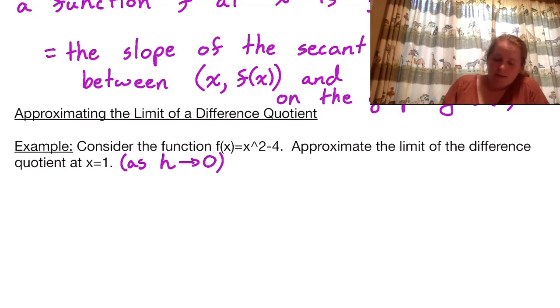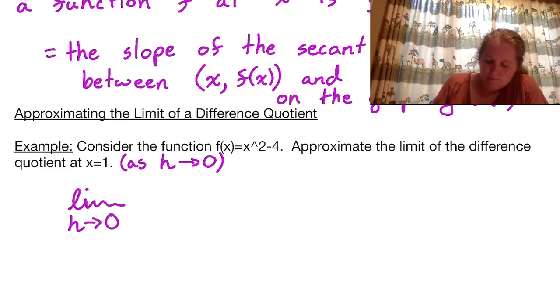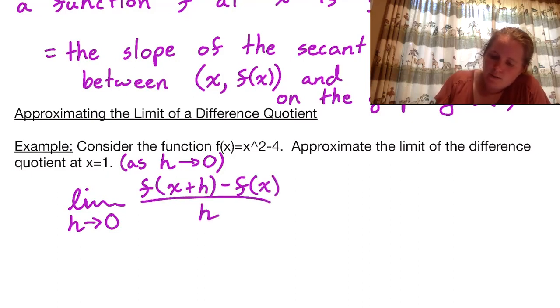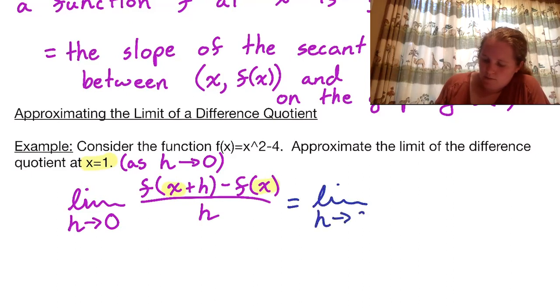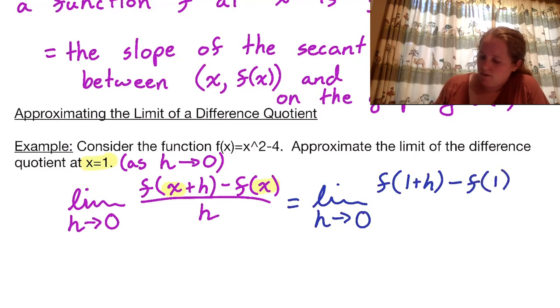So again, we're looking at the limit as h goes to 0 of f of x plus h minus f of x over h. But here we are going to be using x equals 1. So we will replace all those x's with 1. So we are studying the limit as h goes to 0 of f of 1 plus h minus f of 1 all over h.